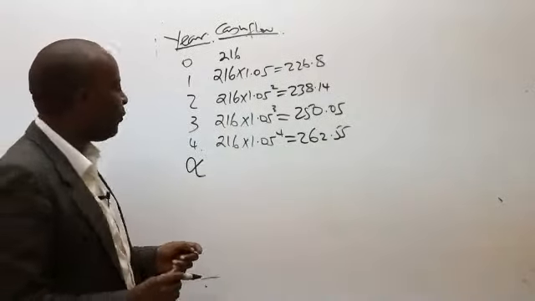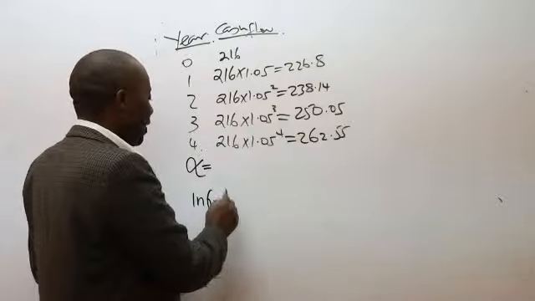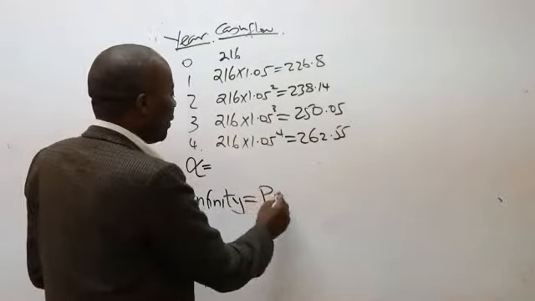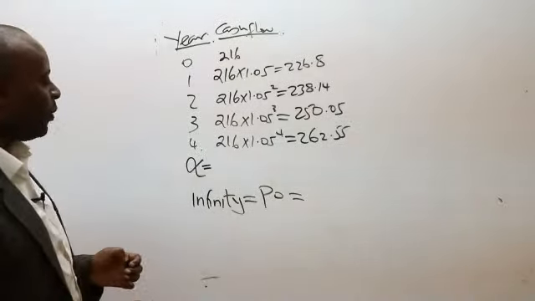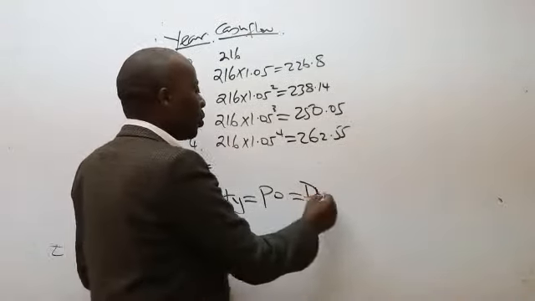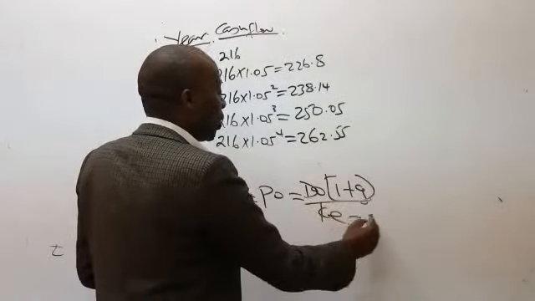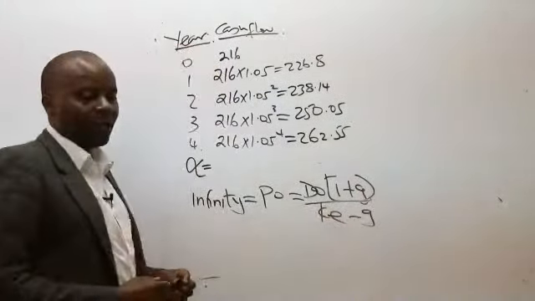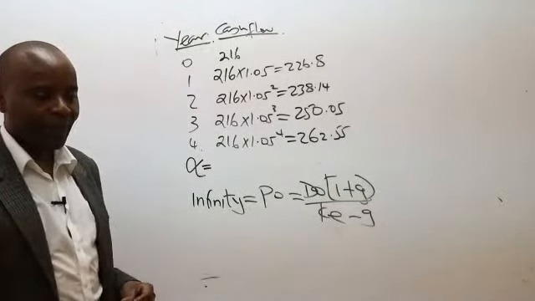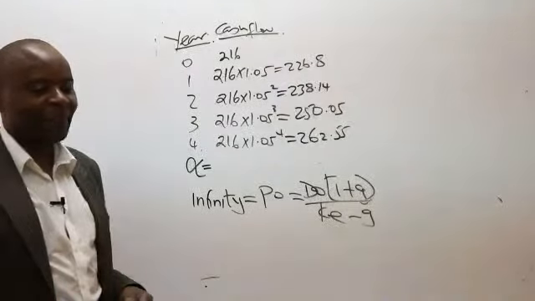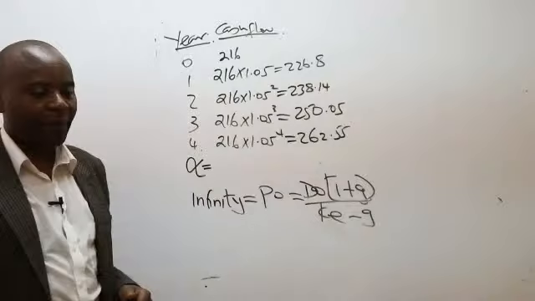We enter into the infinity. The infinity is the one of terminal value, which will be equal to D0, which must grow, all over Ke minus g. All over Ke minus g.